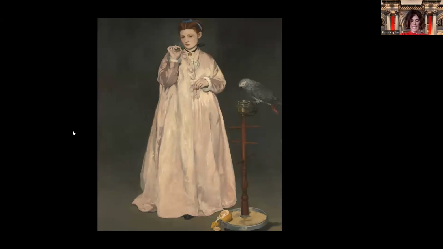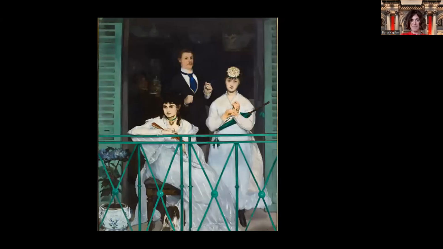This painting that we're looking at was exhibited at the Salon in 1868. It may have inspired a sketch by Degas that he did later on, including a parrot. So again, these artists are often painting similar subject matter and working off of each other.